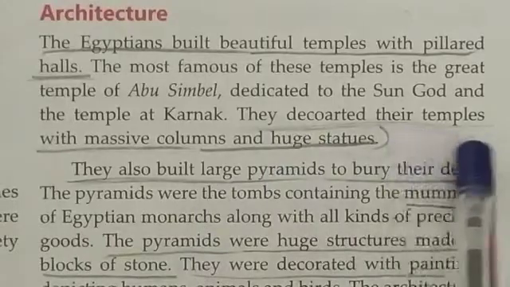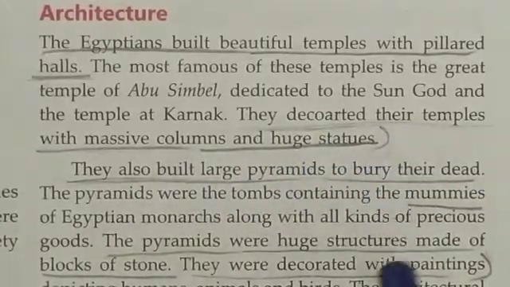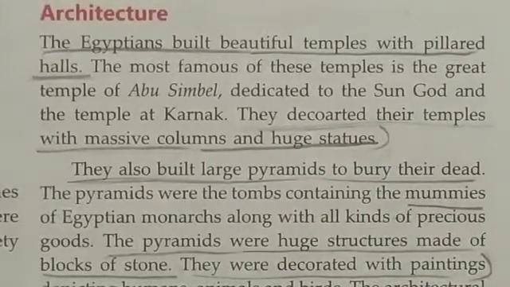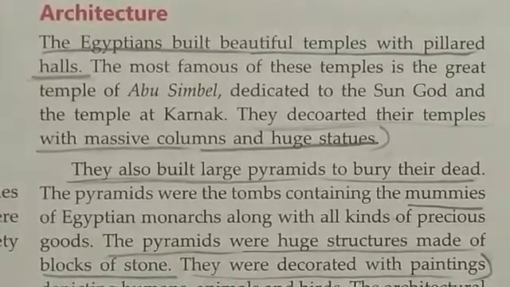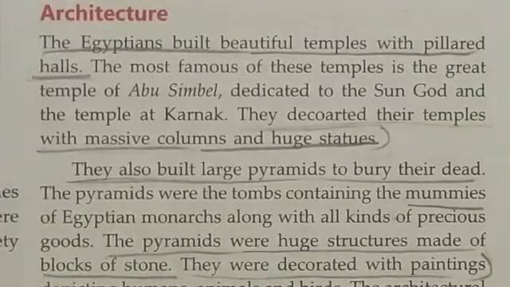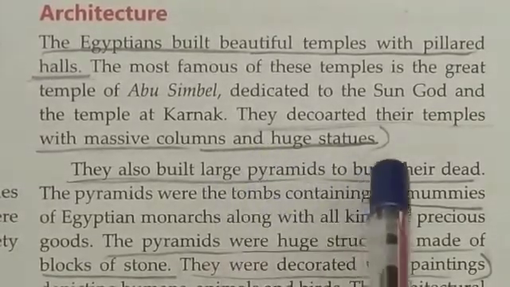They decorated their temples with massive columns and huge statues. Columns means huge pillars which are used to support any huge structure. So these temples were decorated with huge pillars and also with huge statues.